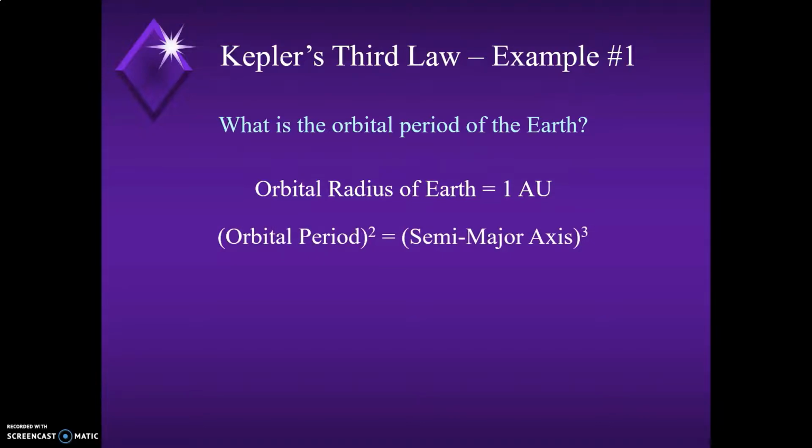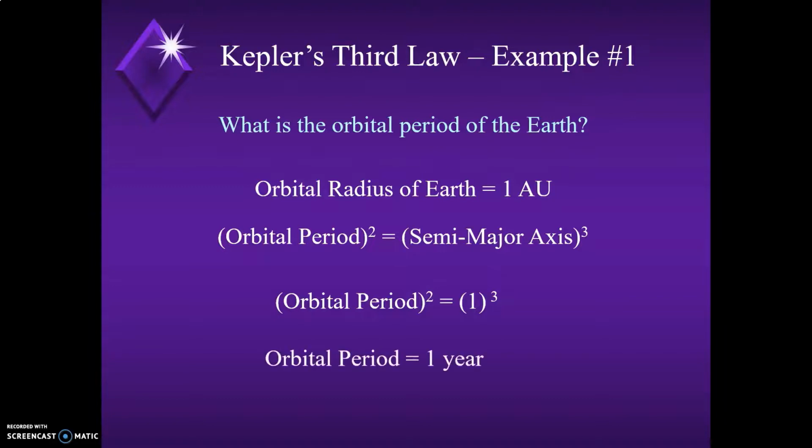Orbital period squared equals the length of the semi-major axis cubed. So which one of these are we given and which one are we looking for? We're looking for the orbital period, which means we must have been given the semi-major axis, and we are. It's the orbital radius of 1 AU. So we plug that into the equation: the orbital period squared equals 1 cubed. Hopefully you can do that in your head. The cube means we multiply the number 3 times, so 1 times 1 times 1. What does that equal, guys? You should know it equals 1. So the orbital period squared equals 1.